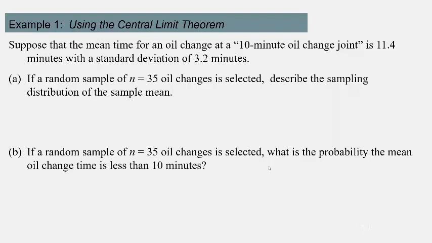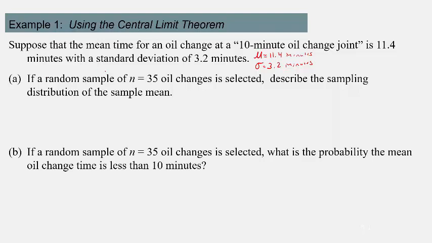Suppose that the mean time for an oil change at a place called a 10-minute oil change joint is actually 11.4 minutes with a standard deviation of 3.2 minutes. Okay, so here's what we know: the mean time is 11.4 minutes, and the standard deviation is 3.2 minutes. Notice what it doesn't say. It doesn't say anything about the time to change oil being normally distributed. It just doesn't say that at all.